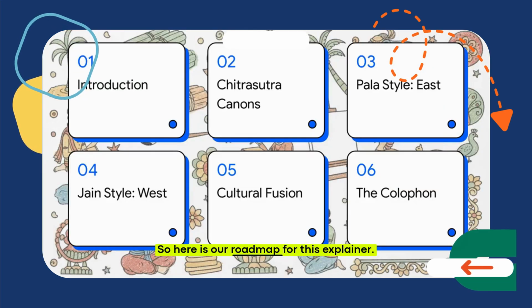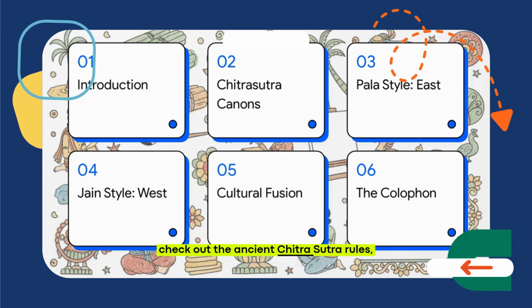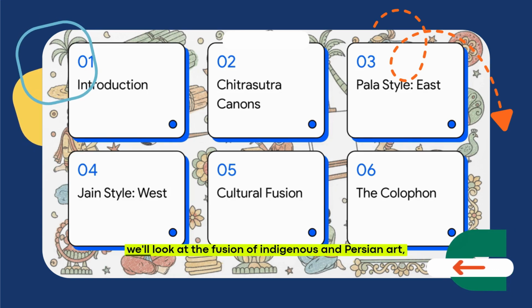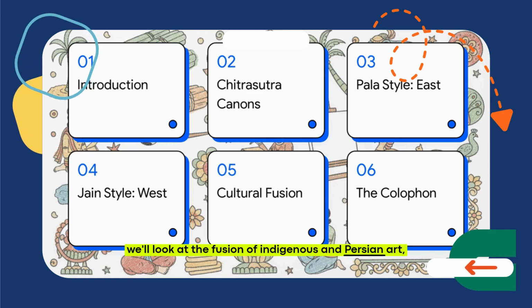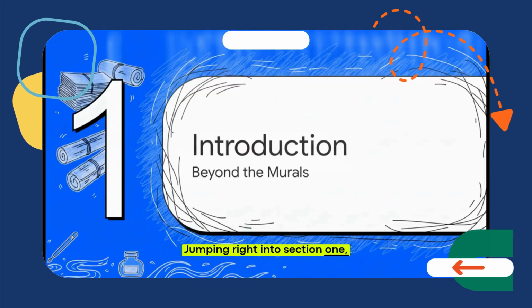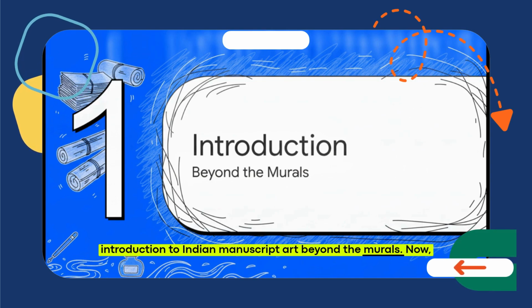So here's our roadmap for this explainer. We'll start with an intro to Indian manuscript art, check out the ancient Chitra Sutra rules, and then compare the Pala style in the East with the Jain style in the West. Finally, we'll look at the fusion of indigenous and Persian art and wrap up with the historical importance of the colophon. Jumping right into Section 1, Introduction to Indian Manuscript Art: Beyond the Murals.